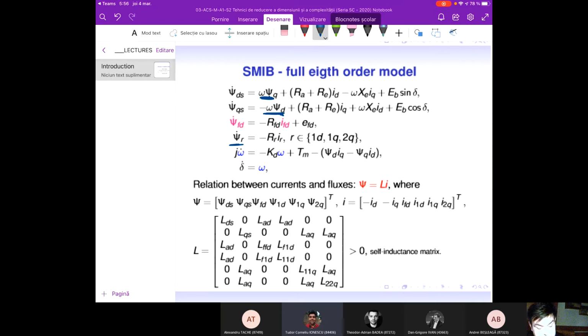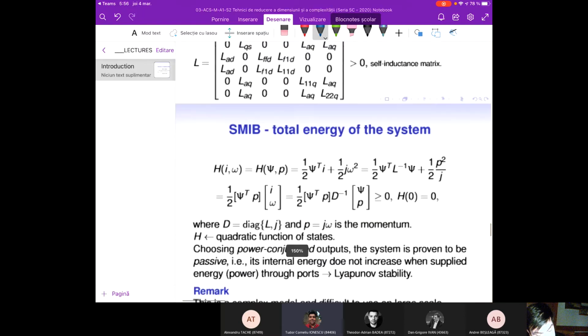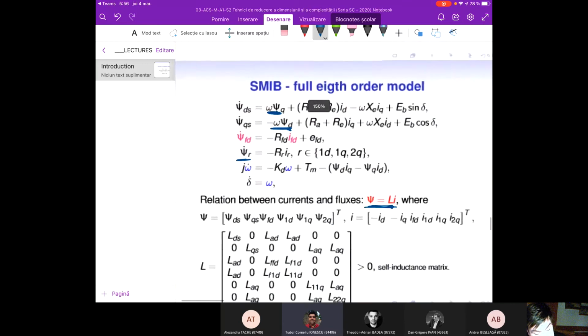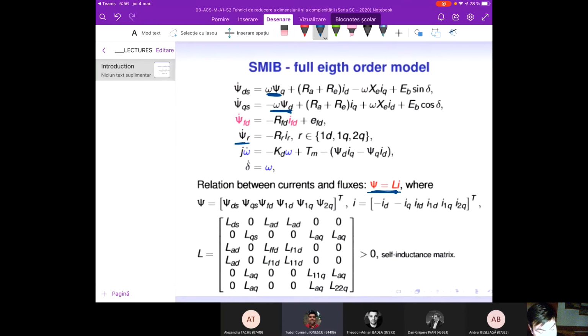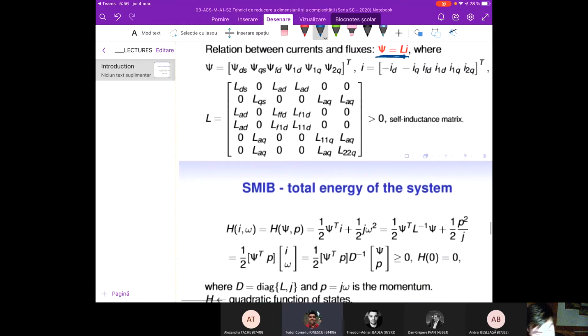Of course, you have relations between fluxes and currents. Fluxes are inductances times currents. And if you build up 2 vectors, one with the fluxes, the other with the currents, you can easily build up the so-called inductance and self-inductance matrix L. And so this is the full model, again, the full model of the single machine connected to the infinite bus.